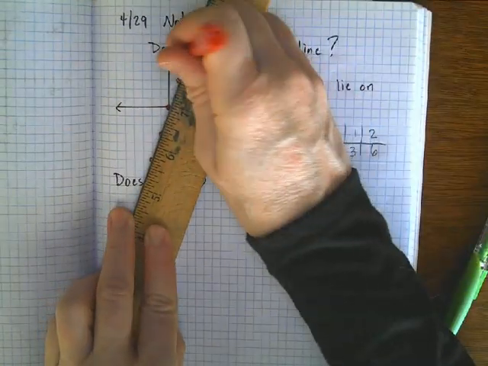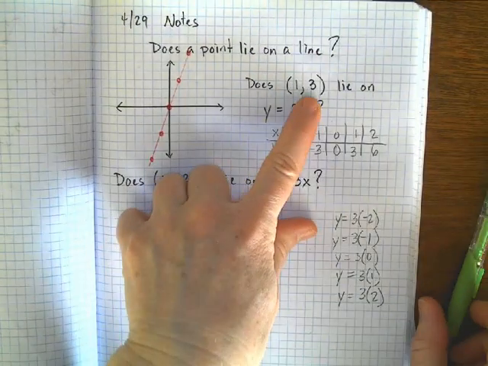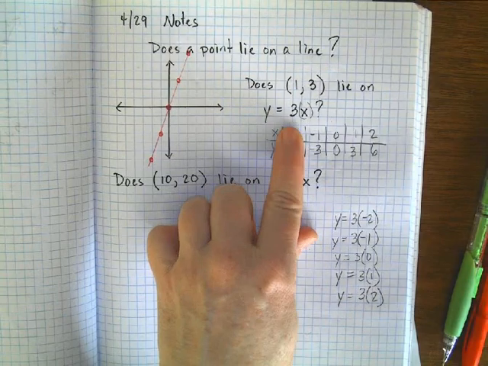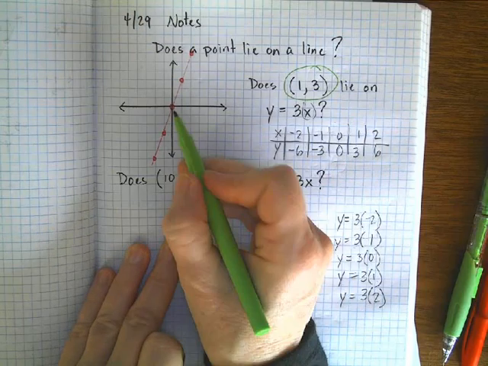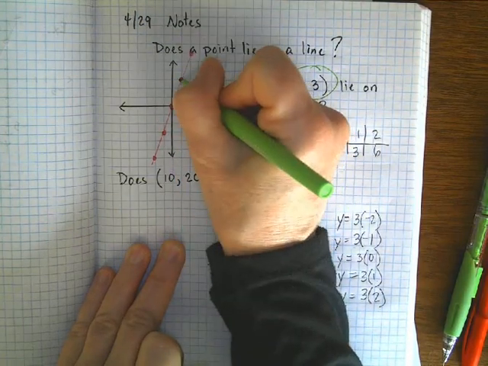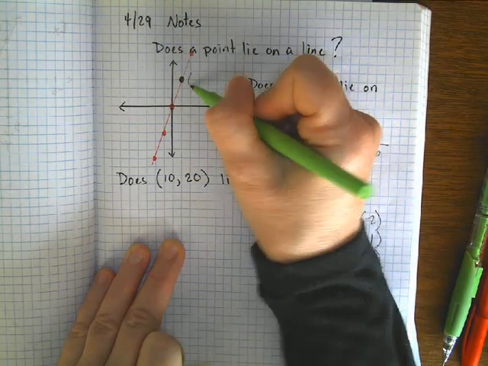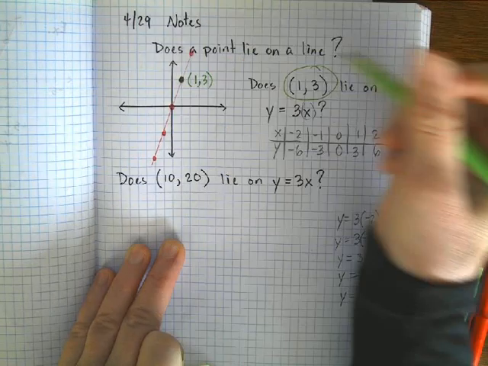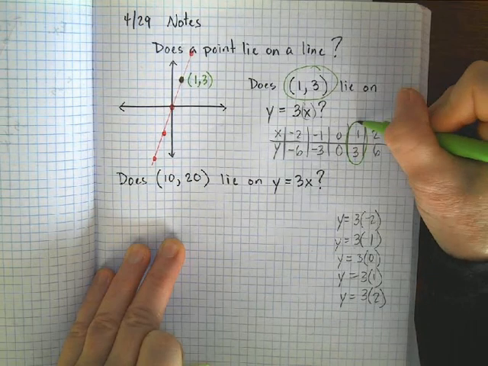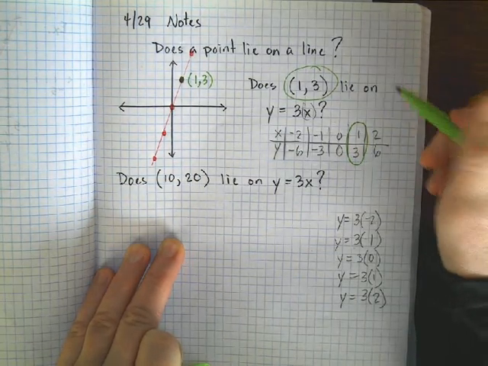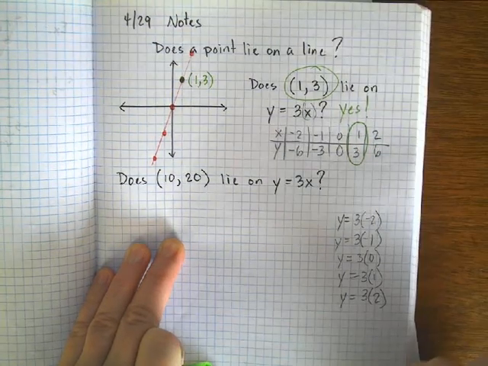Okay. Now, does 1, 3 lie on this line? So I'm going to plot this point. Where is this point? 1 and 3. Aha! The answer there would be yes. Yes, it does. Right here is 1, 3. I can also see it in the table. 1, 3 is right here. So yes, I am sure 1, 3 is on that line. The answer is yes. Okay, cool.